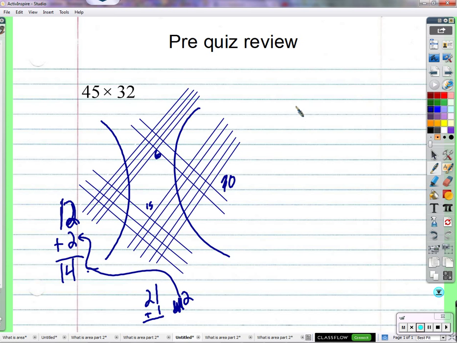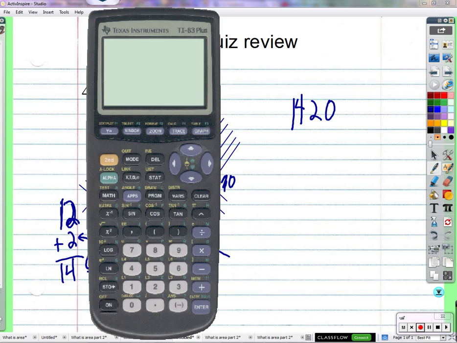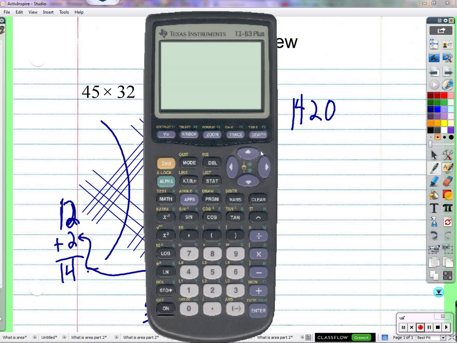So, 1,420. Now, if we want to check, we get a calculator. We can check and see if we're right. 45. That's a big calculator. Yes. Better for you to see it.